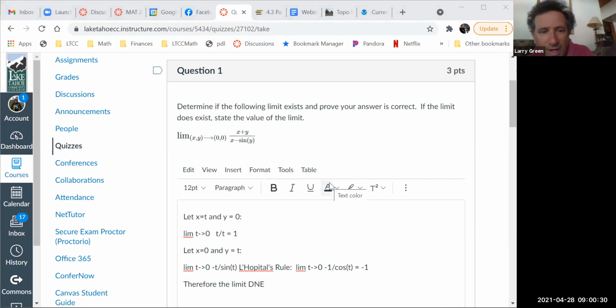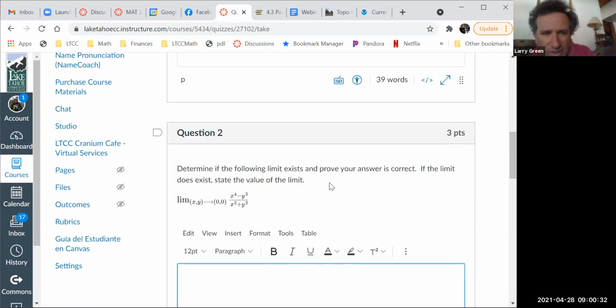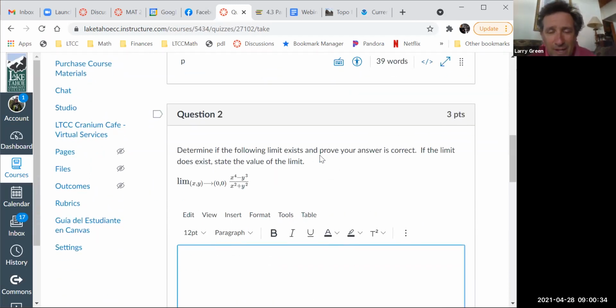Okay, so let's move on to the next one. Determine if the following limit exists, prove your answer is correct. If the limit does exist, state the value of the limit. So we have the limit as (x,y) goes to (0,0) of (x to the fourth minus y cubed) over (x squared plus y squared). So what do you think? Do you think this one exists or not?